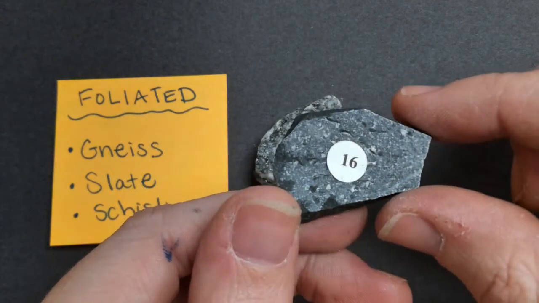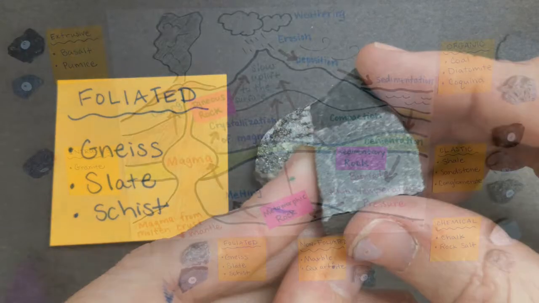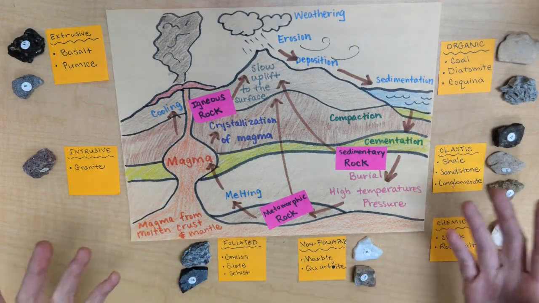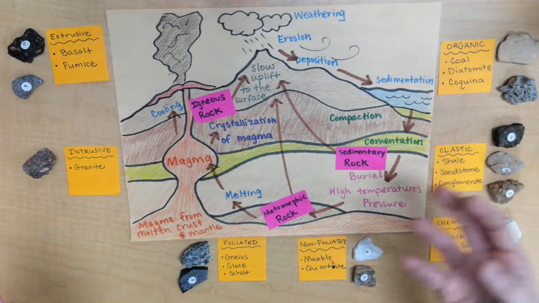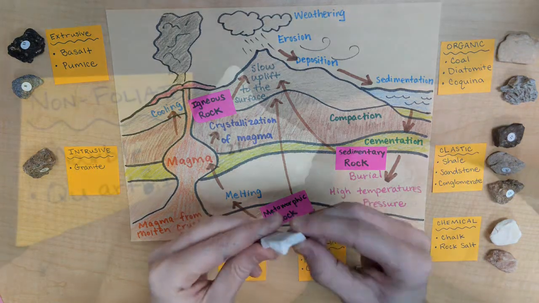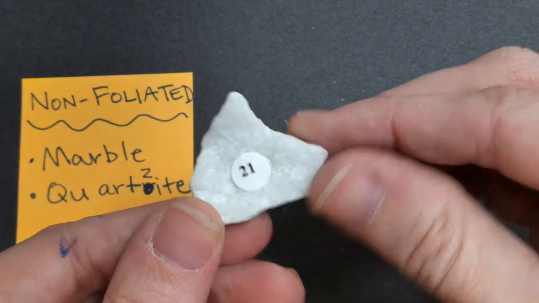Another example would be slate or schist. And then non-foliated, that just means the opposite. So there's no real stripes, or the rock doesn't look like it has stripes. There's no parallel lines. So that might be an example like this, like marble or quartzite.